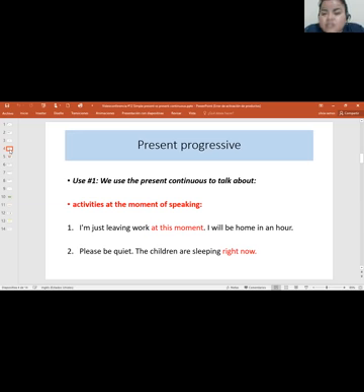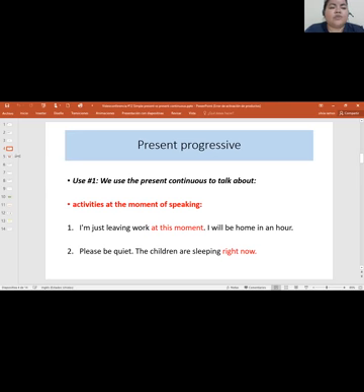Remember, this is for you to remember. Silvia, take a screenshot. We use the present continuous to talk about activities at the moment of speaking. I am opening my notebook right now. I am writing on my notebook. I am drinking water. Those are activities that are happening at this moment. Esas son actividades que están sucediendo en estos momentos. Activities at the moment of speaking.